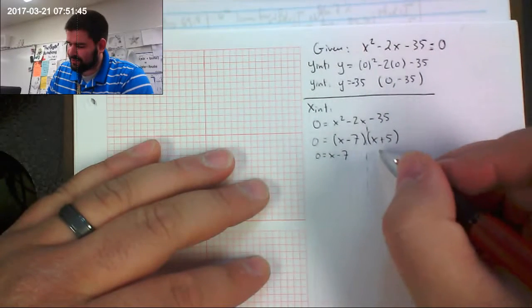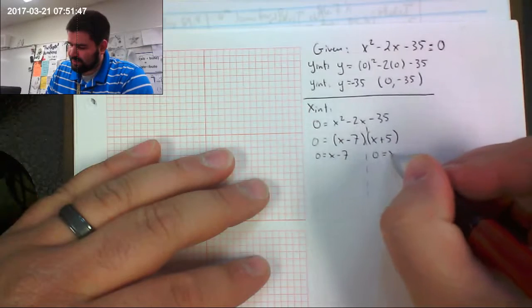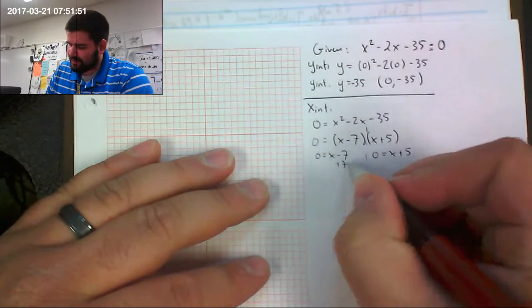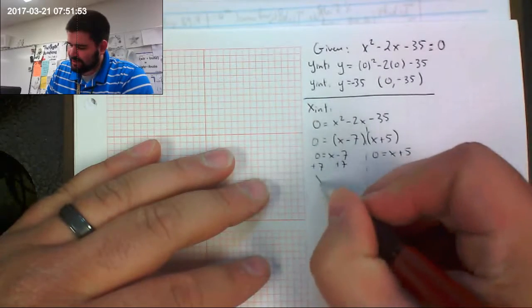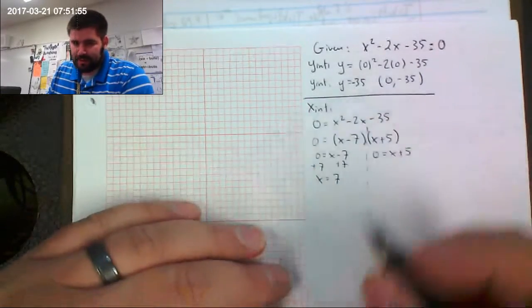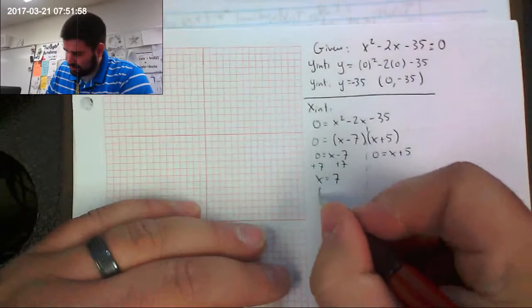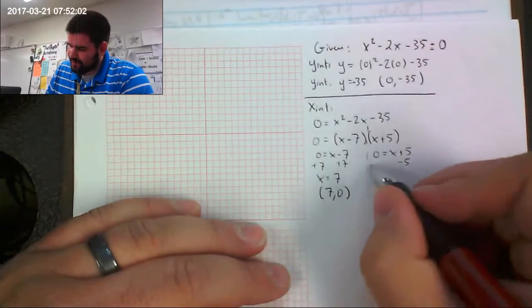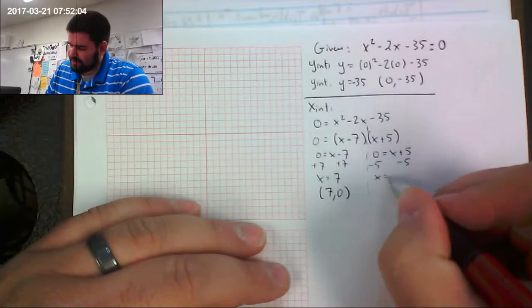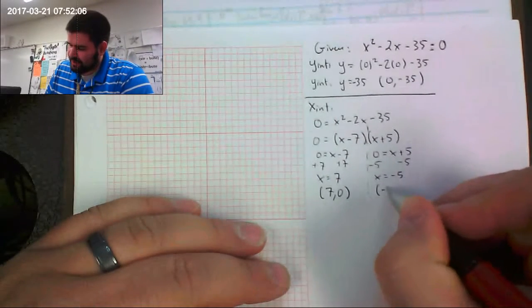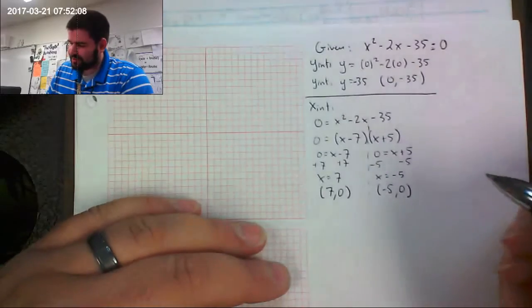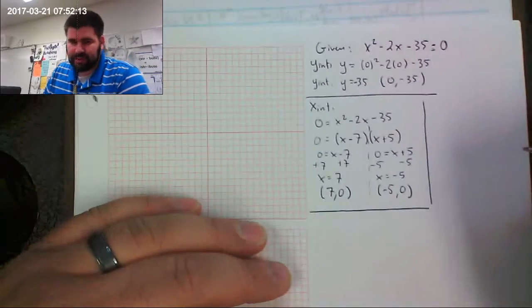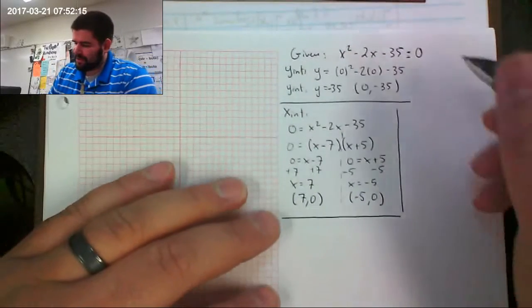x minus 7 equals 0, and x plus 5 equals 0. So solve each side by adding 7. x equals 7, and my ordered pair is 7 and 0. And on this side, I have minus 5 on each side. x equals negative 5. Negative 5 and 0 is right there. So that's my x-intercepts. Sweet. And now I can find my vertex.